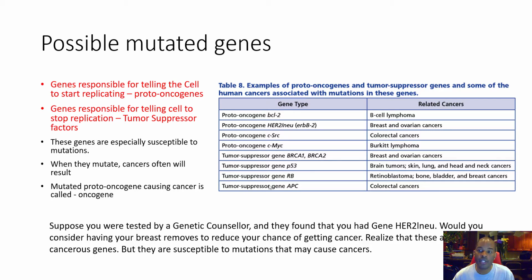These particular oncogenes and tumor suppressor factors are more susceptible to mutations than your classic traditional other genes. And if they do mutate, then a cancer will result. A mutated proto-oncogene is called an oncogene. It's a cancer-causing gene. So the question of the day that I'm probably going to give you tomorrow is, would you, knowing that you had this gene, have your breast removed, or would you, knowing you had the prostate gene, if you're a male, have your prostate gland removed? Would you do that?